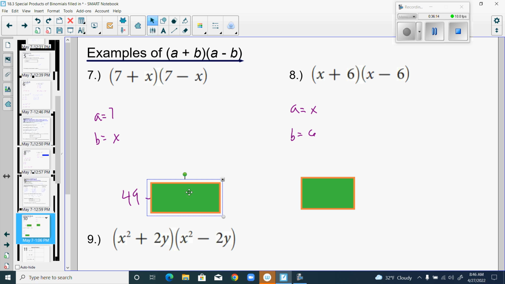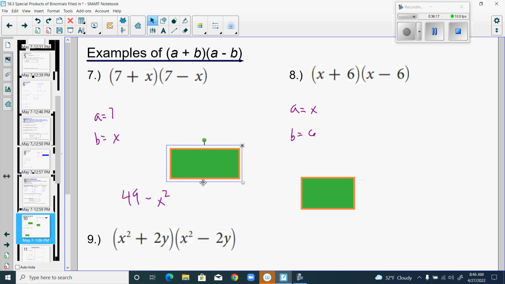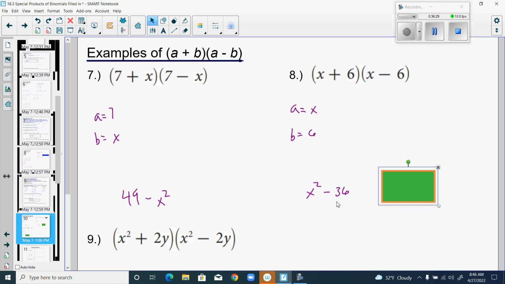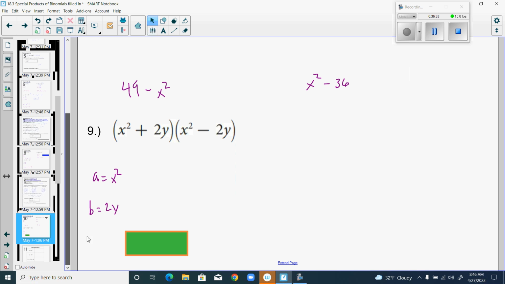6 squared is 36. And number 9 is slightly more complicated, but also still very doable. The first term here is x squared. So if I square x squared, I get x to the 4th. And then the second term is 2y. If I square 2y, 2y squared is 4y squared.